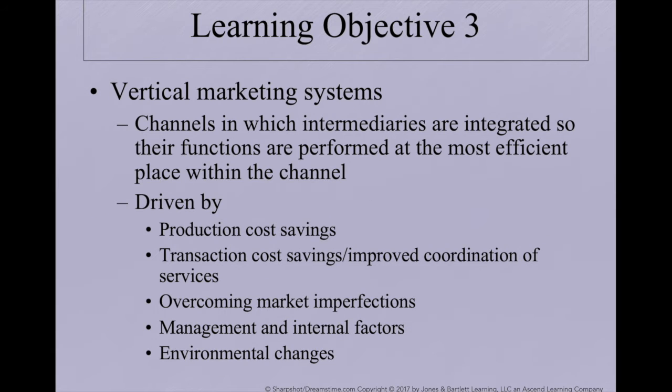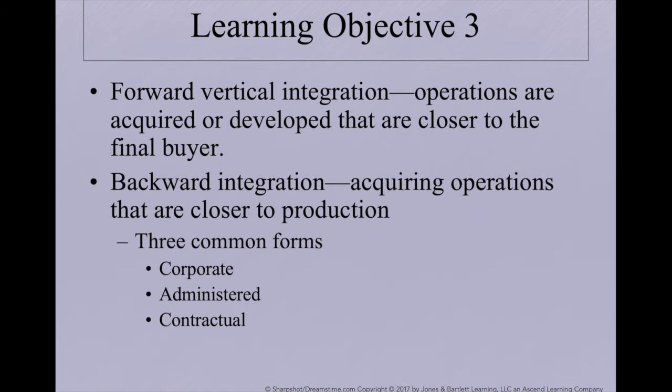Vertical marketing system: channels in which intermediaries are integrated so their functions are performed at the most efficient place within the channel, typically driven by production cost savings, transaction cost savings, improved coordination of services, overcoming market imperfections, management of internal factors, and environment changes. Forward vertical integration is a strategy of incorporating products or services that are related to the firm's existing activities and that have usually been developed and offered by others in the marketplace. Backward integration is a strategy of incorporating new products and services that make the firm its own supplier.